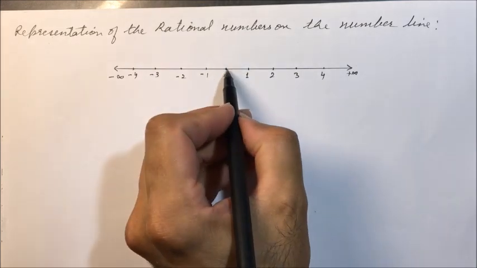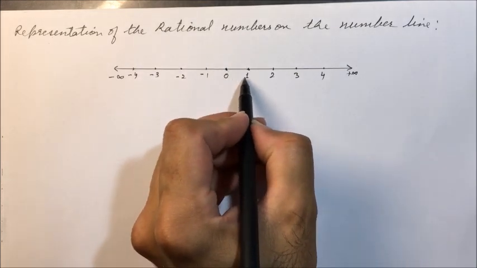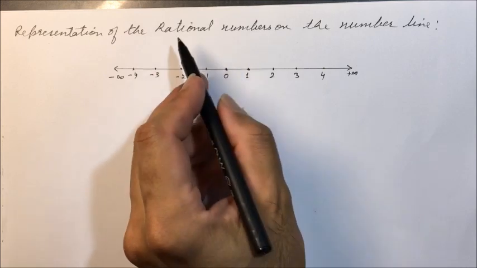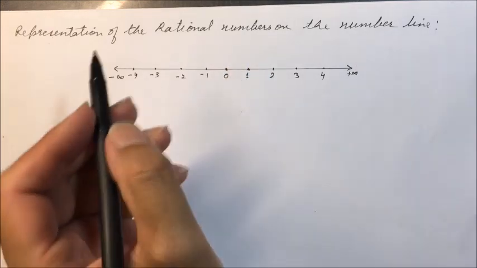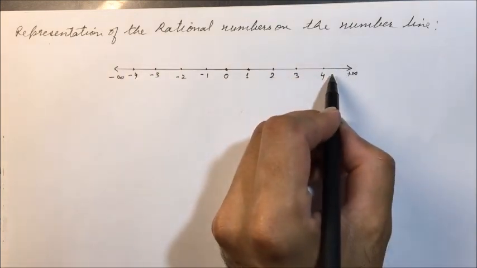Now you can see there are infinite numbers between 0 and 1. There are infinite points between 0 and 1. So between any two rational numbers, there are infinite numbers. So if we are given any rational number, we can represent it on this number line.